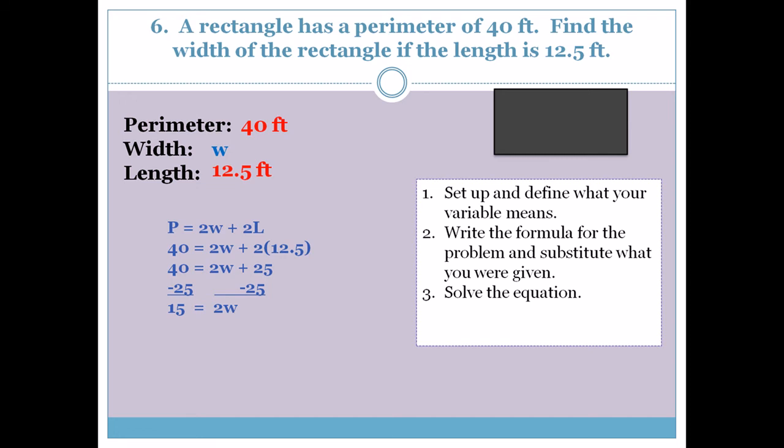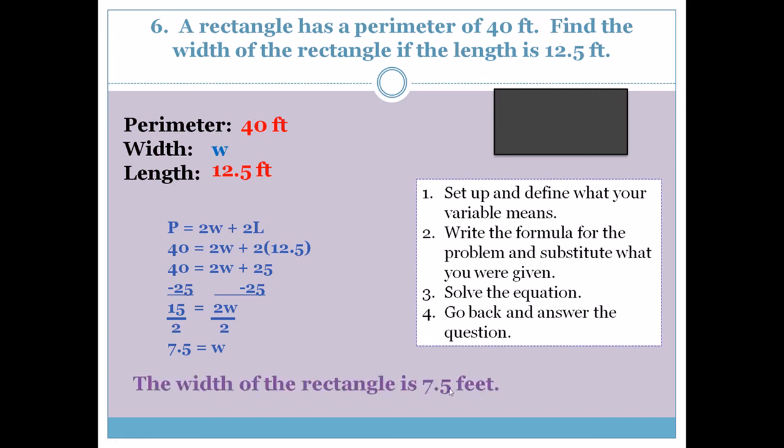It's okay. We're going to divide by 2. It'll work out 7.5. I mean, look, length was 12.5. It's okay if the width is 7.5. But now we need to go back and answer the question. Find the width. So we're going to write the width of the rectangle is 7.5 feet. Ta-da!